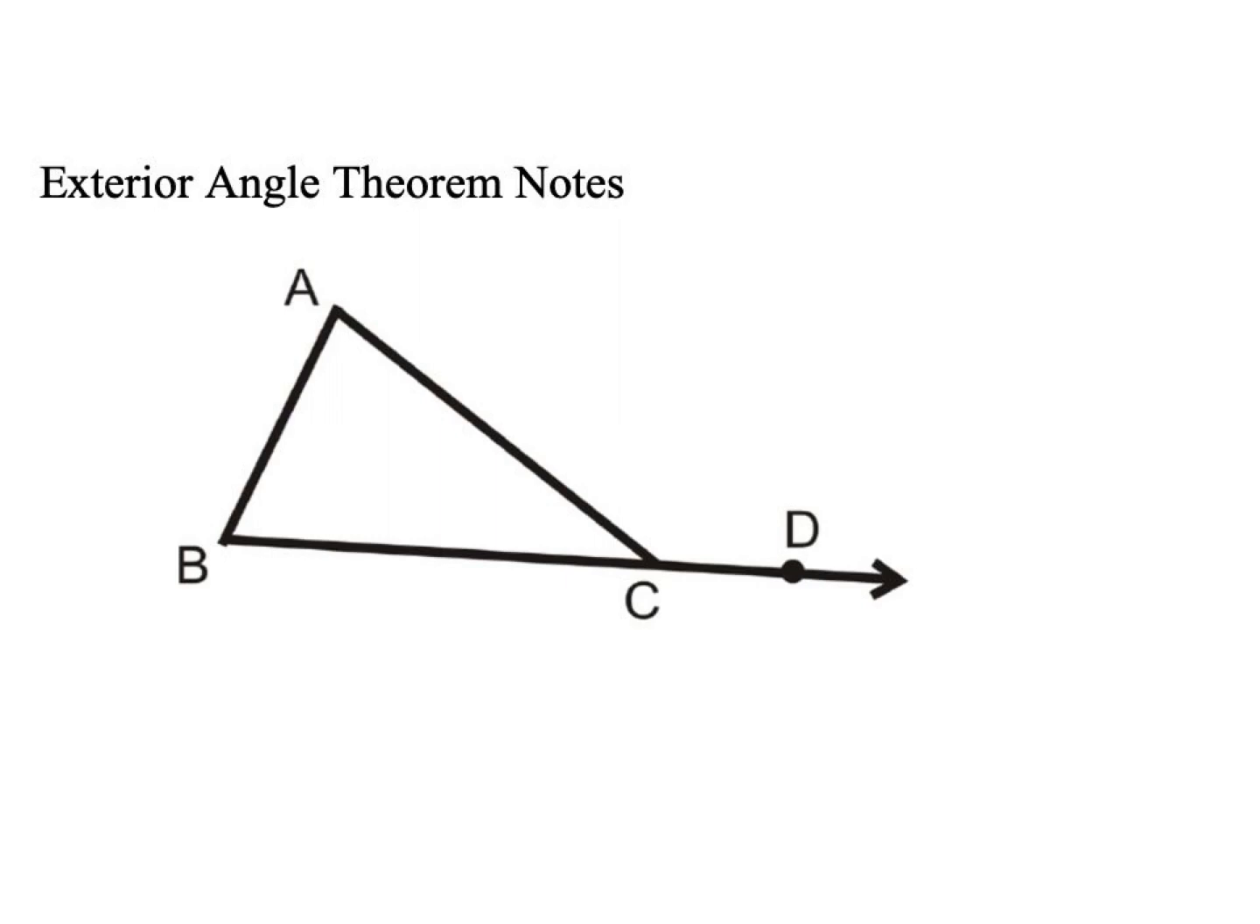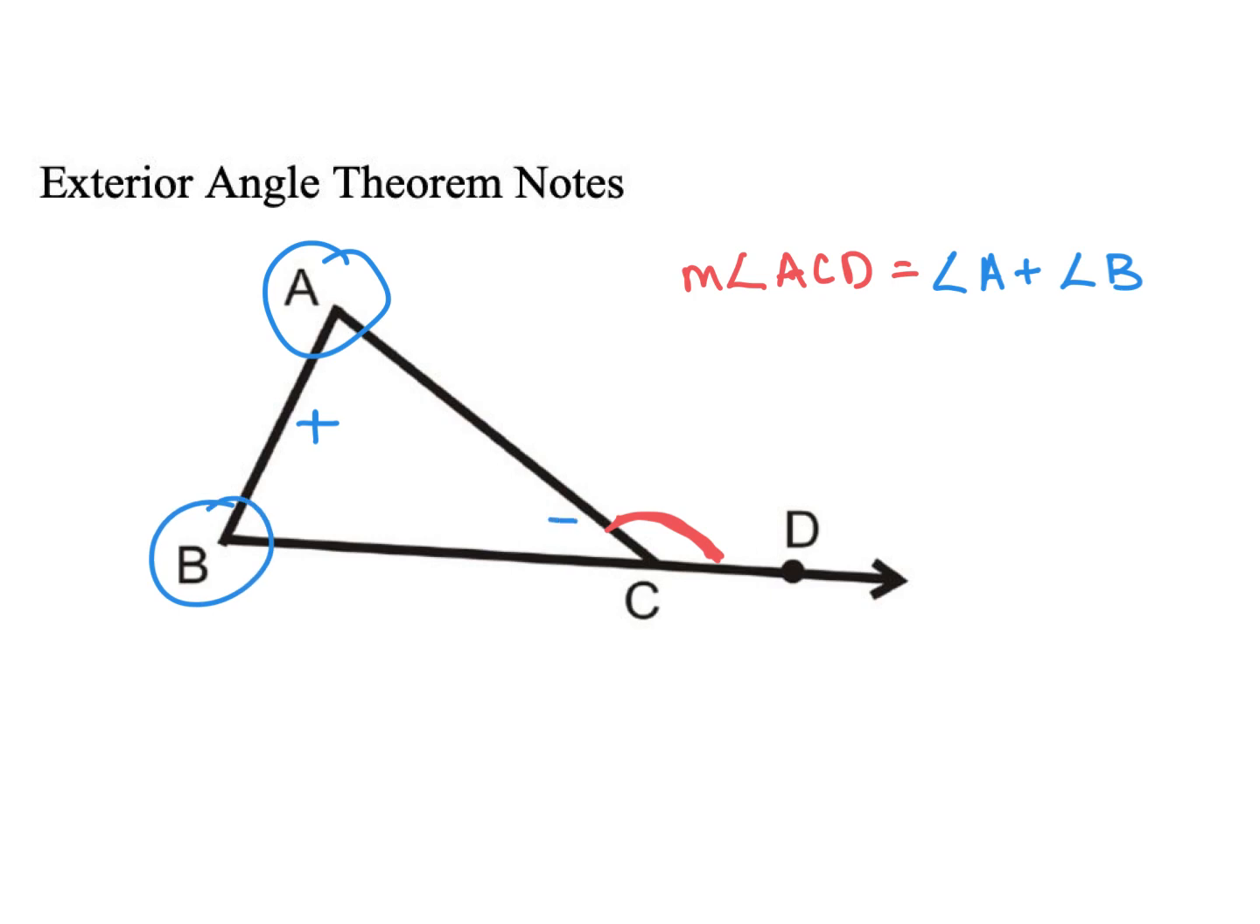All right, so let's get into the exterior angle theorem. Exterior means outside. So the measure of angle ACD, the outside angle of this triangle, is going to be the addition of the two angles inside the triangle that are across from it: angle A and angle B. So the exterior angle is equal to the two angles across from it inside the triangle.